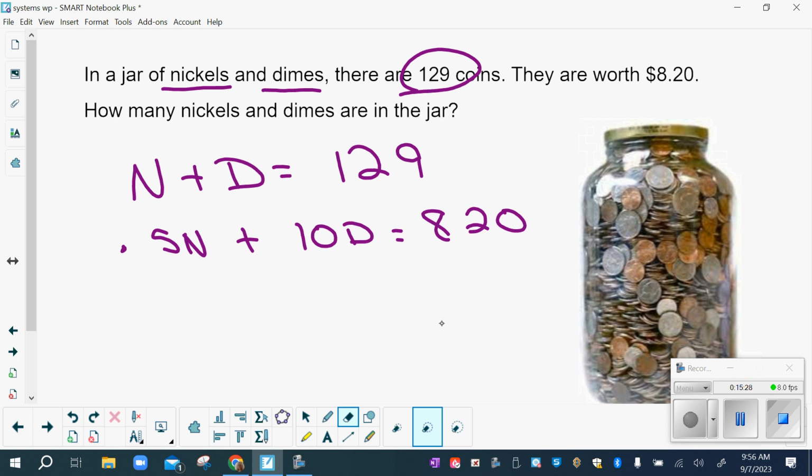So there you go. I'd like you to solve this. Lots of ways to do it. One way is you can multiply all this by -5 to make your n's go away. Or if you're super lazy, you could multiply it all by -10 to make your d's go away. Or you could use substitution. I don't care how you do it right now. There you go.